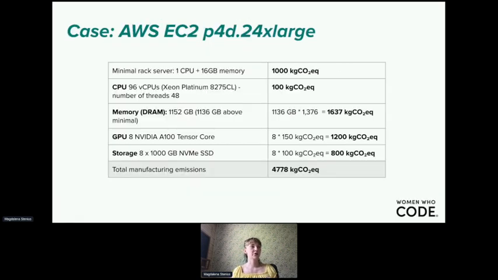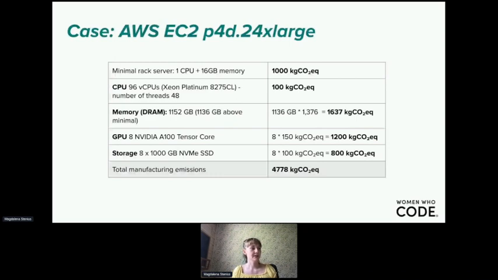So here's an example of a server that is very often used in machine learning or deep learning. The AWS EC2 P instance family is an accelerated computing instance family, and these are often used in machine learning because they have accelerators or GPUs attached to them. In this example, we have the minimal rack server, which is 1,000 kilograms of CO2 equivalent.